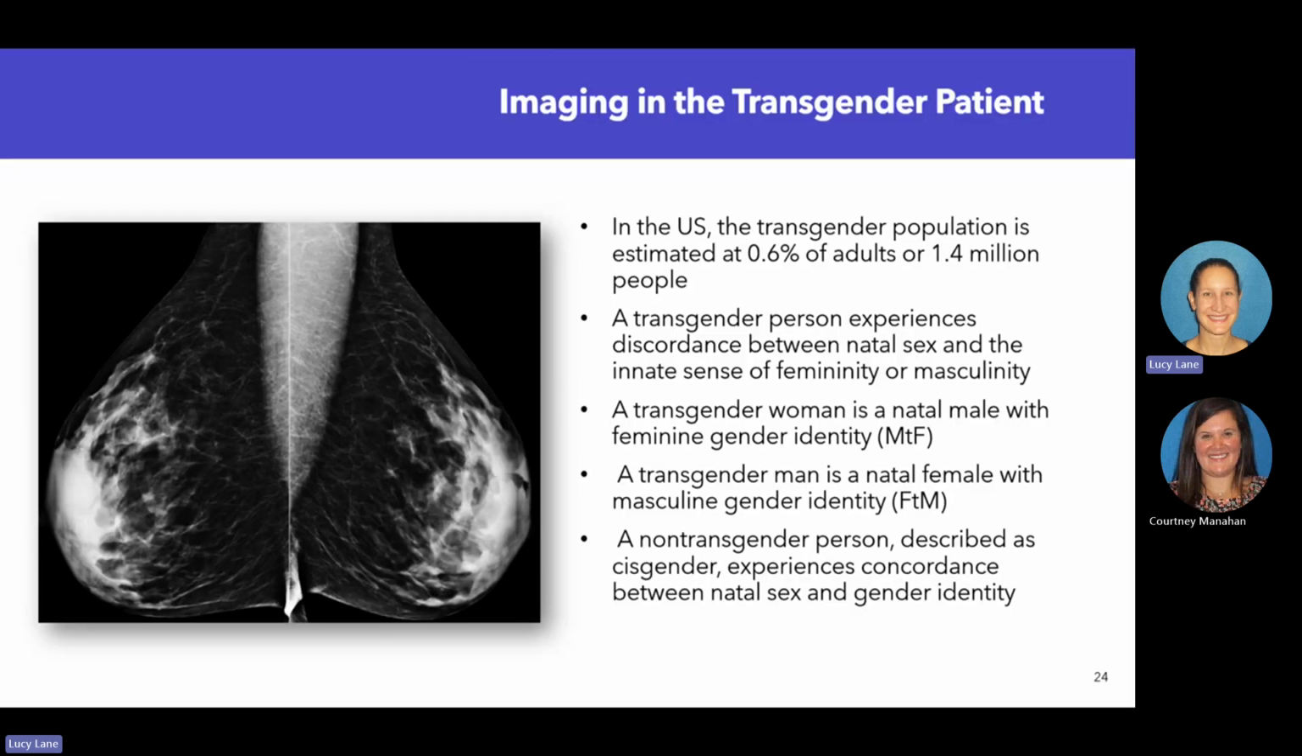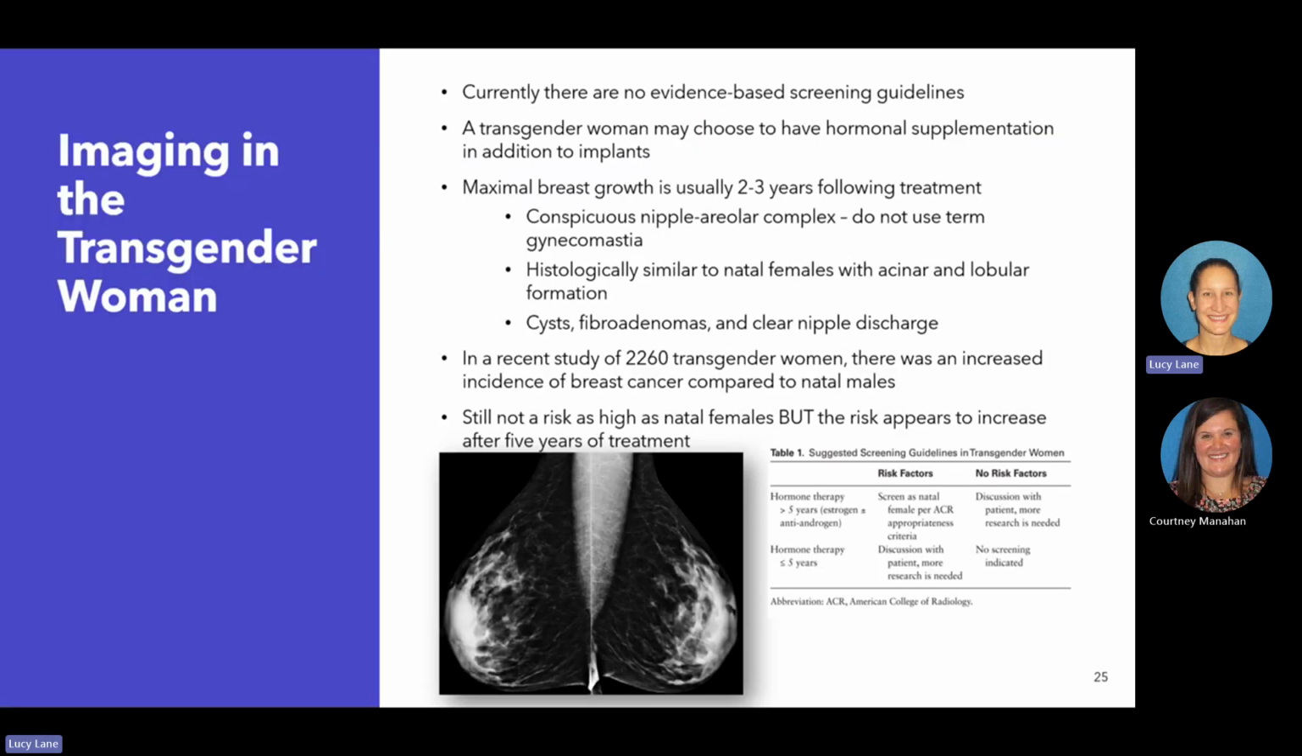So in the US, the transgender population is estimated at 0.6% of adults, or 1.4 million people. And this is likely an underestimate because it just depends on who is reporting. A transgender person experiences discordance between the natal sex and the innate sense of femininity or masculinity. A transgender woman is a natal male with a feminine gender identity. A transgender man is a natal female with masculine gender identity. A non transgender person, described as cisgender, experiences concordance between their natal sex and gender identity.